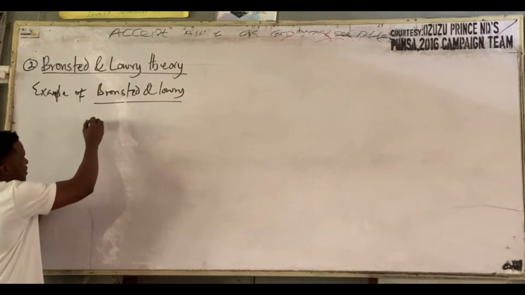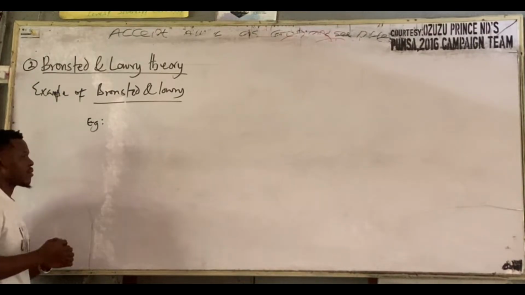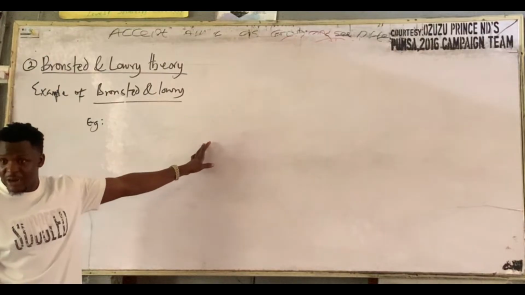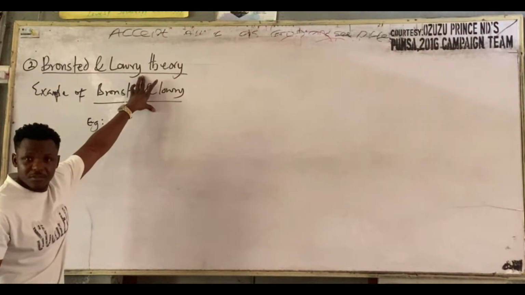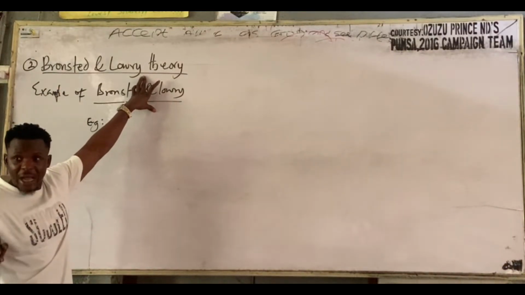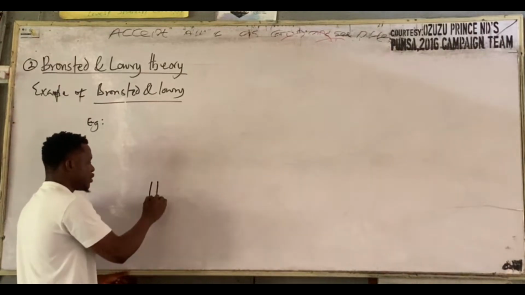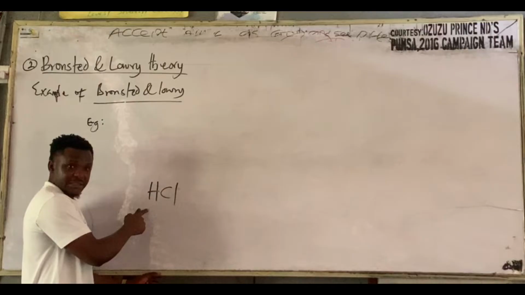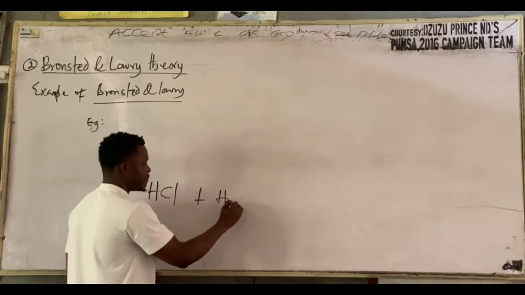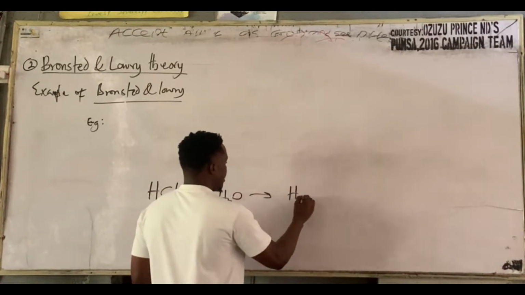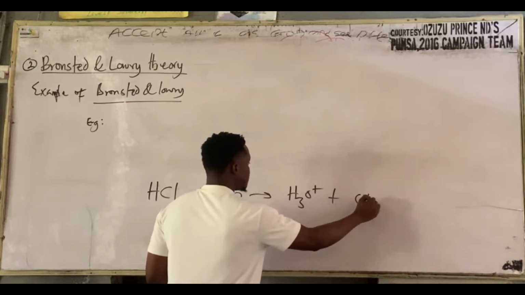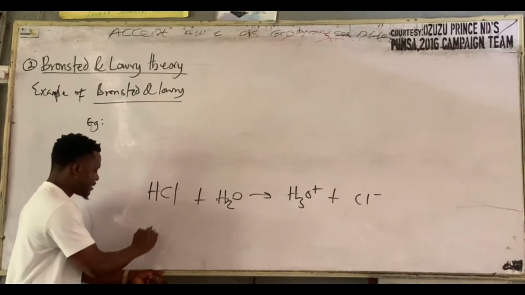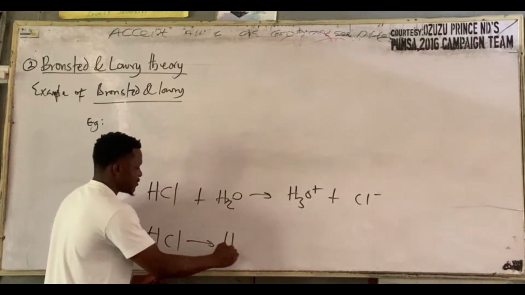Example of Bronsted acid. All the acids I gave us under Arrhenius can be considered as what? Bronsted. You know why? Let me show you why. According to Arrhenius, there must be water. If I add water here, it becomes H3O plus and what? Do you know that this guy can still dissociate without water? I can still have HCl giving us what?